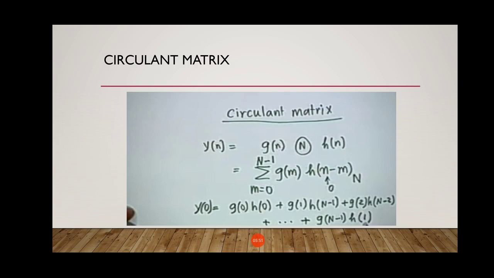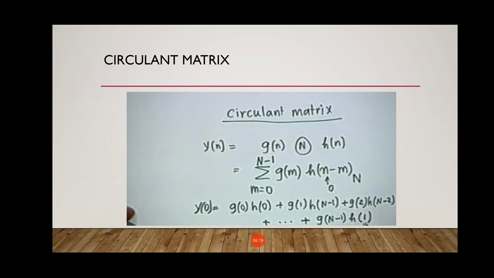So its formula will be summation m going from 0 to capital N minus 1 of g of m h of (n minus m) modulus N. We cannot miss the modulus N whenever there is a shift. So now if we want to find y of 0, we have to fix n at 0 and vary m from 0 to N minus 1.